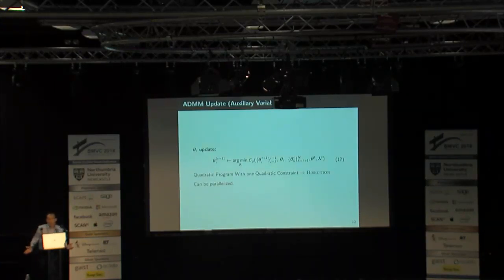Since we already have the augmented Lagrangian, now we are ready to introduce the ADMM update. Firstly, we will update the auxiliary variable that we introduce, theta i, by solving the optimization problem 17 as written on the slide. One interesting point in this optimization problem is that this is a quadratic problem with one quadratic constraint. That means it can be solved up to global optimality just using bisection. Another interesting point is that, due to the fact that all the auxiliary variables are independent, these variables can be updated in parallel, which means this step can be implemented using multi-threading.